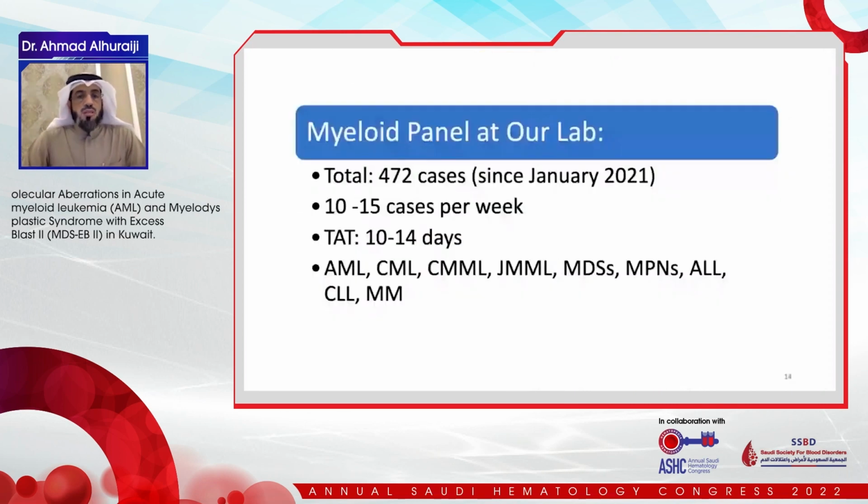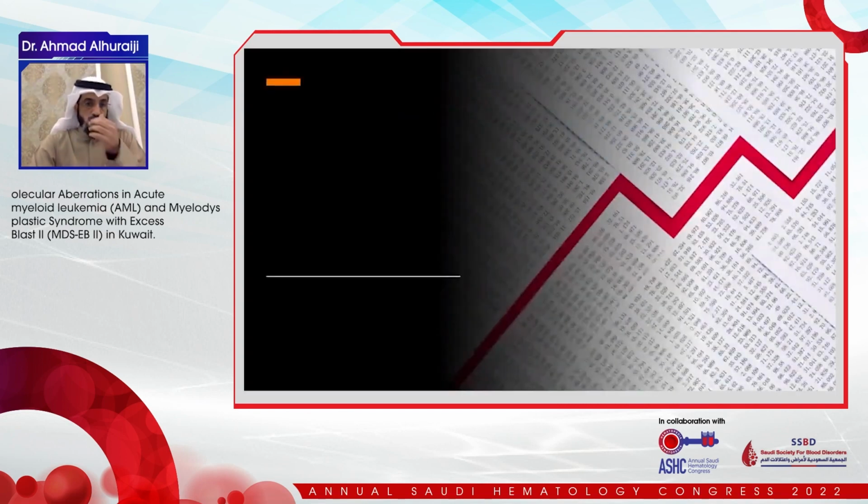In our lab, we receive samples from all over the country for every patient with a suspected myeloid malignancy, for example polycythemia vera, ET, myelofibrosis, MDS, etc. We receive them from both pediatric and adult patients. We have around 10 to 15 cases per week, with a very good turnaround time of 10 to 14 days. Today our focus will be AML, MDS, and APL as well.